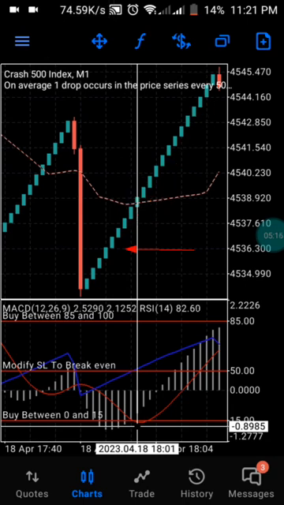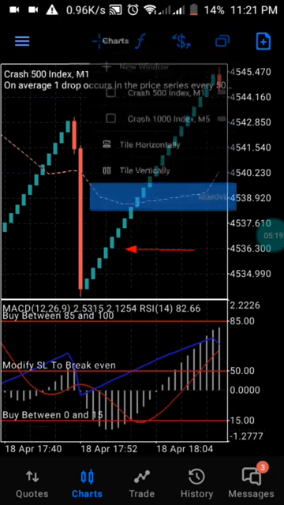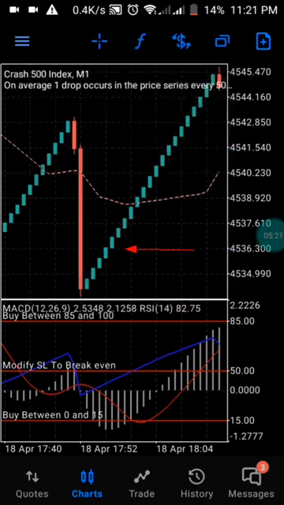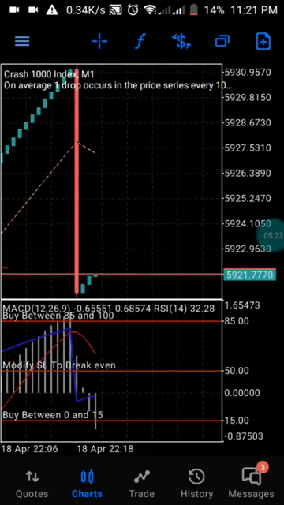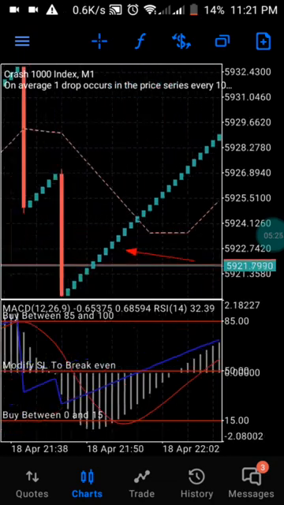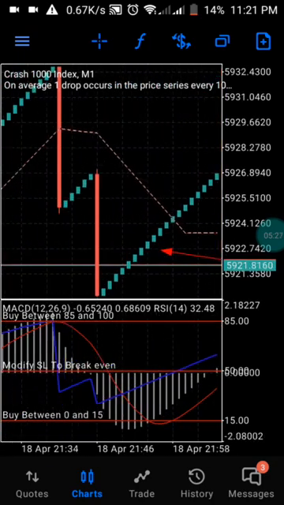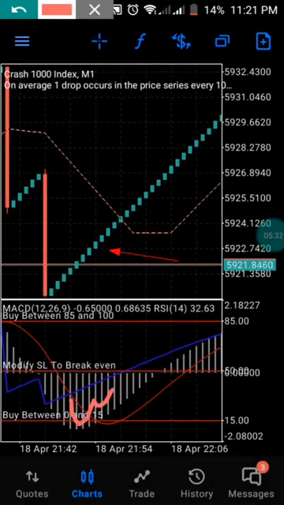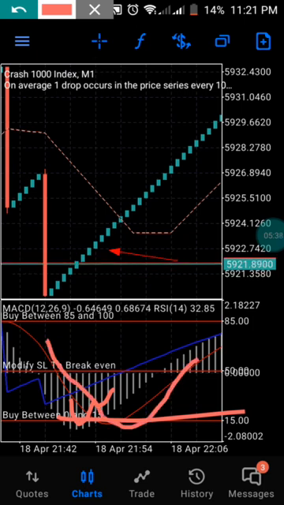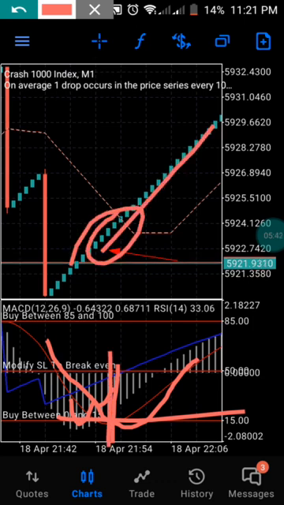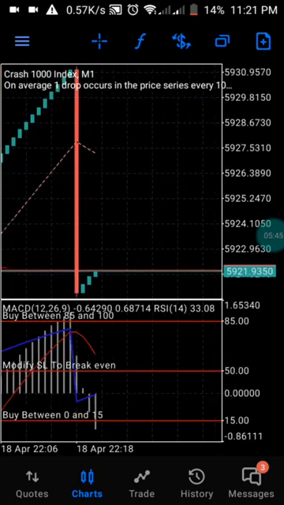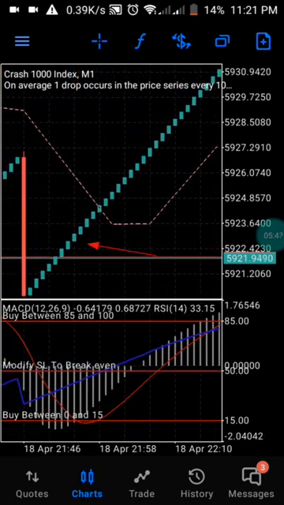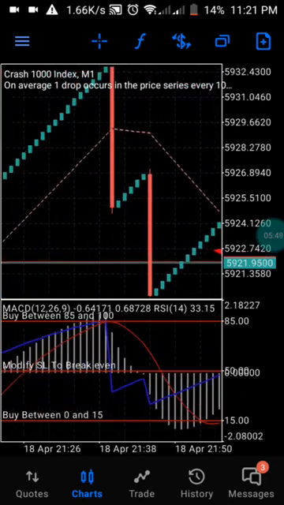You see that? So let me show you how it works on Crash 1000, so that you also can have great ideas and experience. You see, you need to first confirm your histograph. Once you confirm your histograph on 15 level, then you wait for your MACD to cross above. And once it has crossed above, you enter your market and keep on buying up the market, up to like 20 to 25 can do now. And that's how it works.